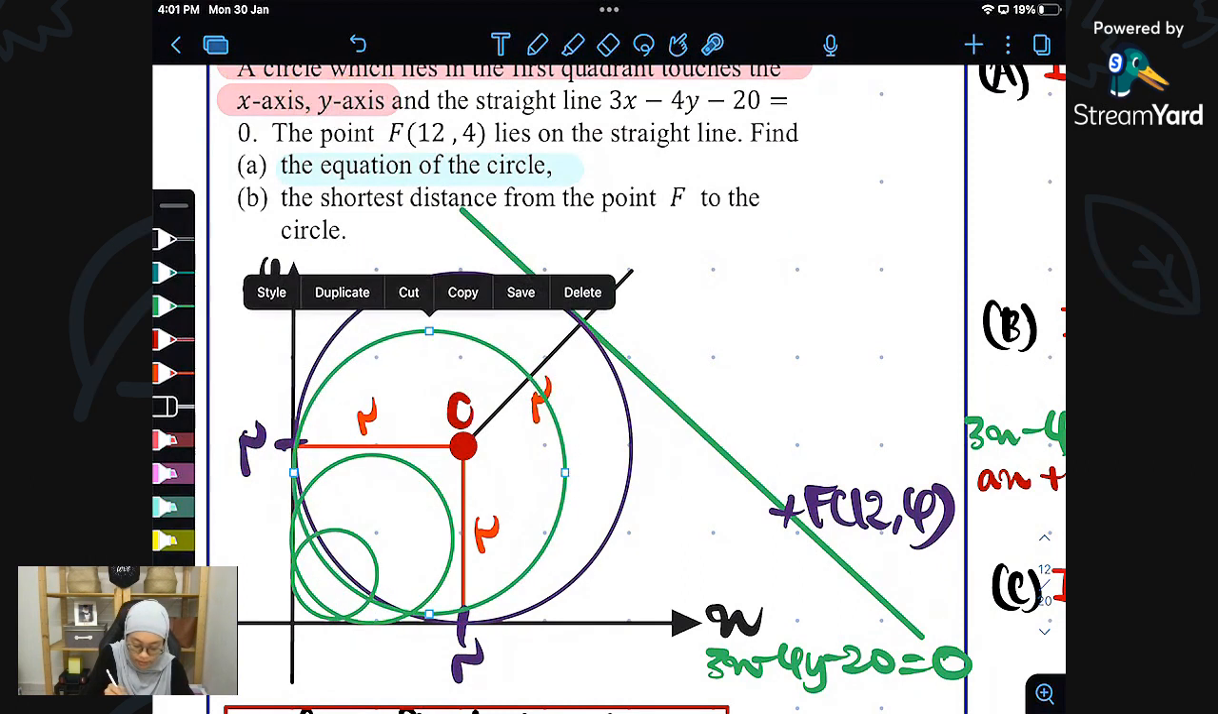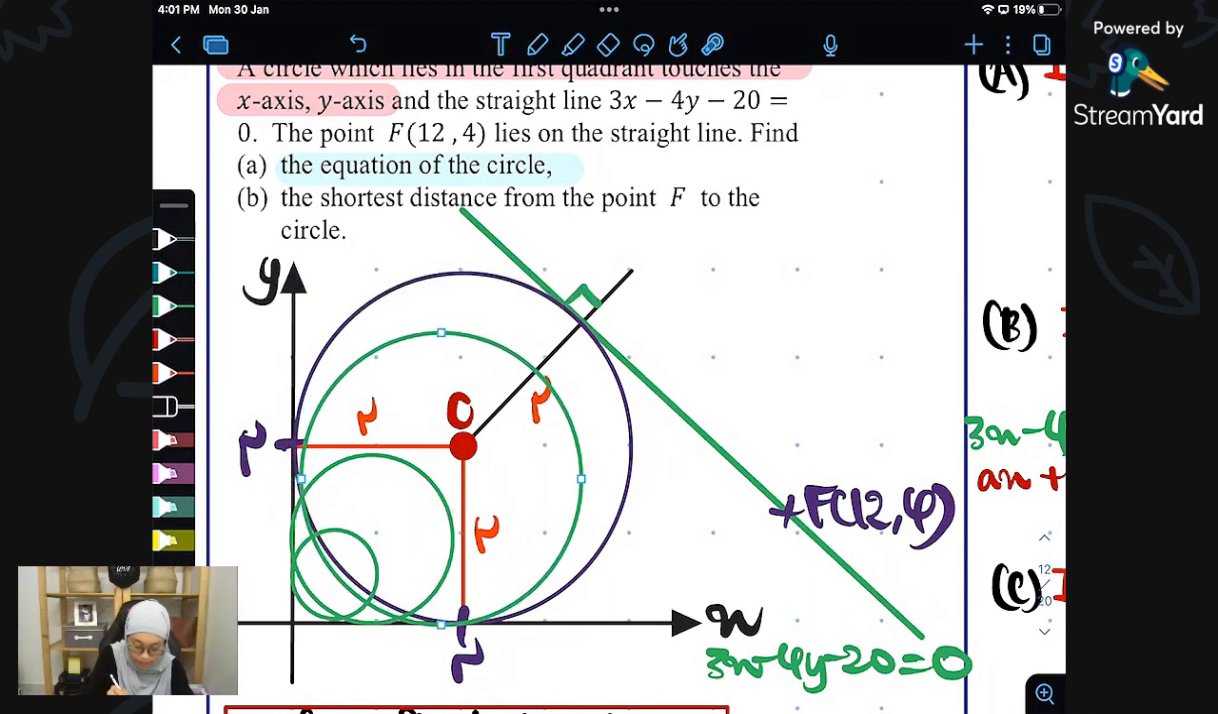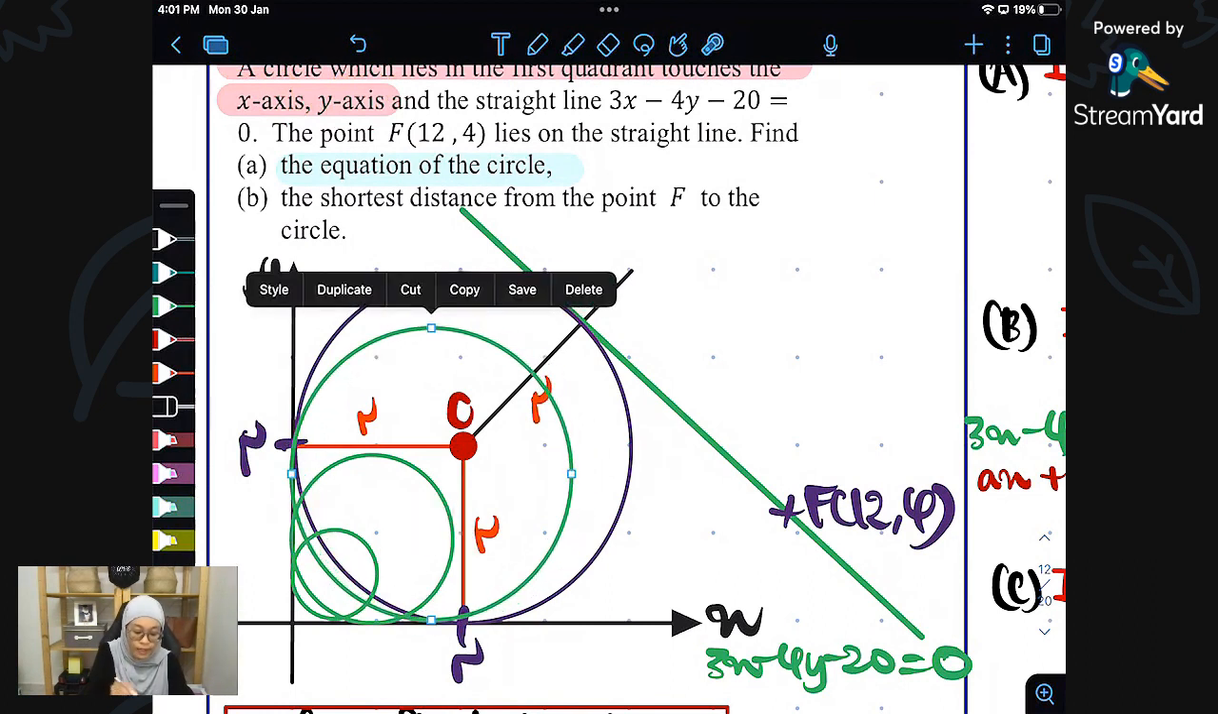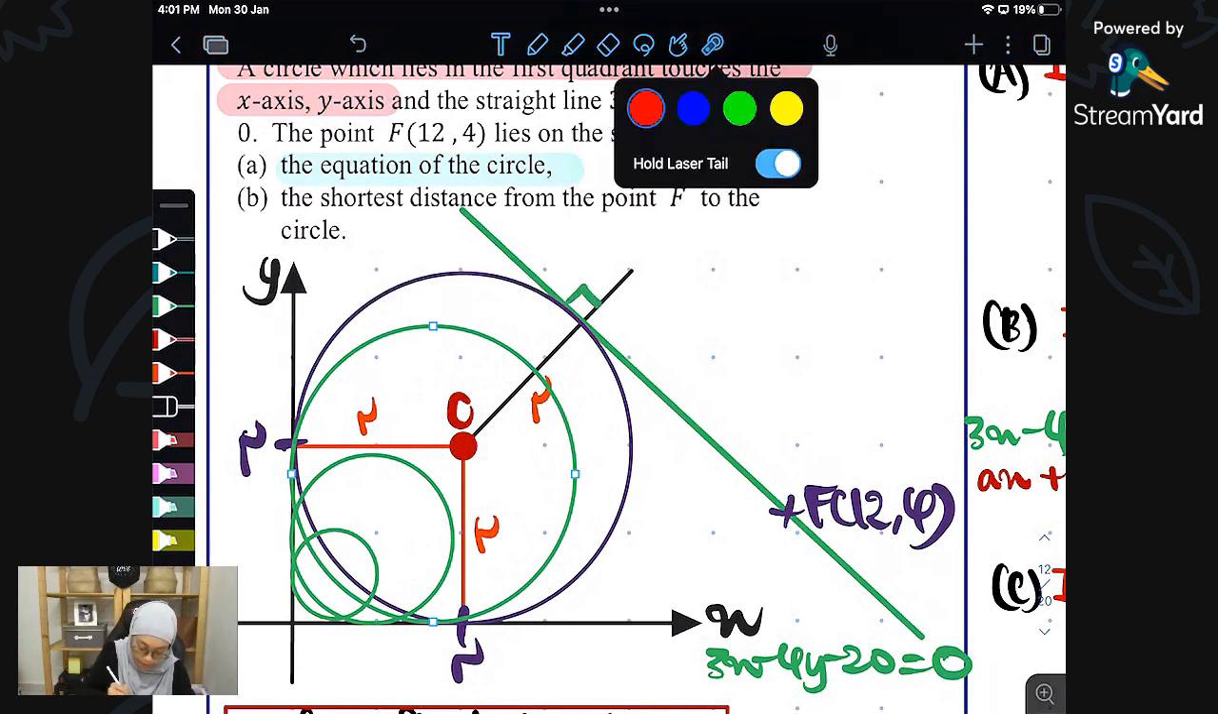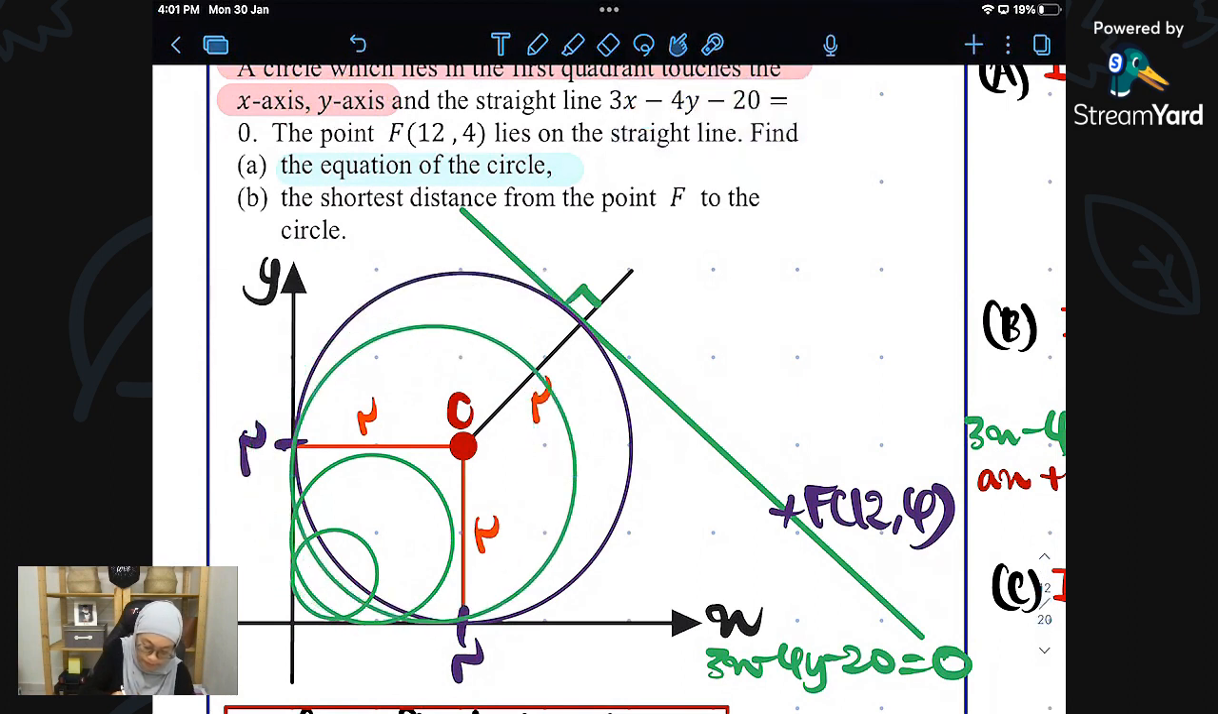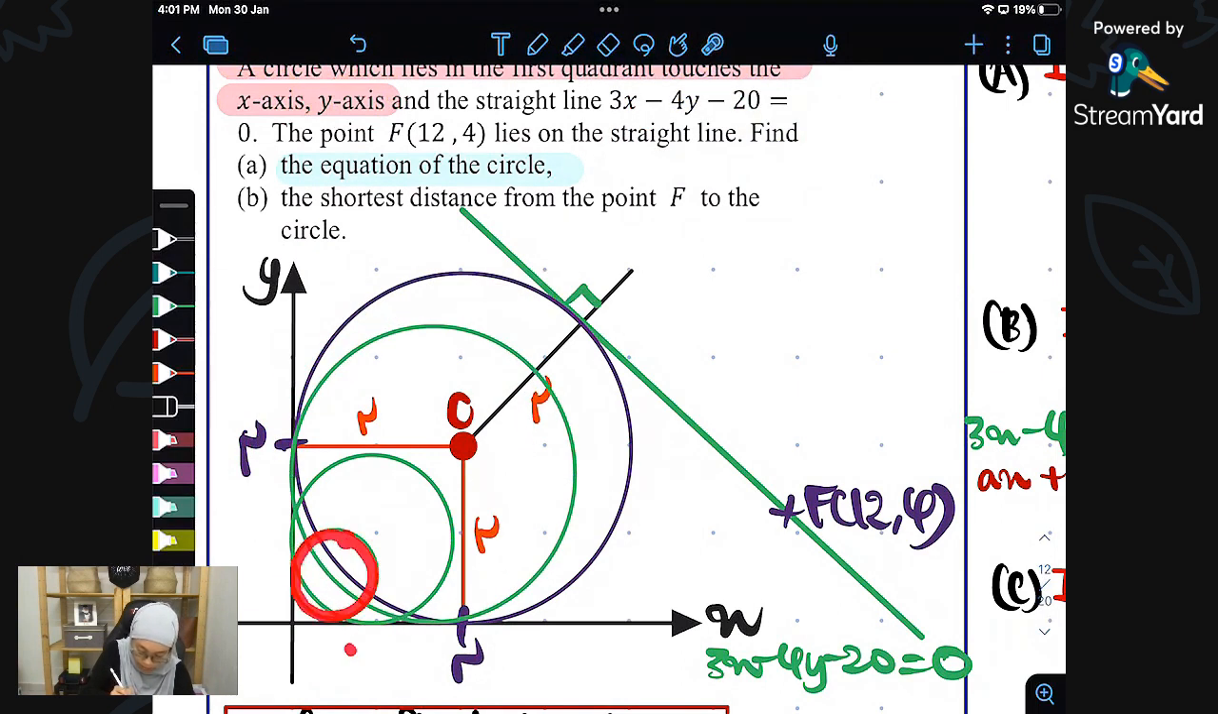So the bigger the circle it gets, the more clearer you see that it is actually having the same radius. Can you see? So this is small circle. When I make it more bigger, it becomes this one. As long as it touches the x-axis and the y-axis, I'm happy. Then I make it much more bigger.